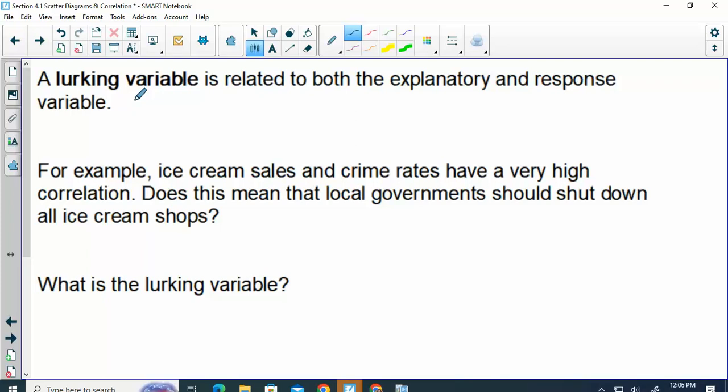Another example. Ice cream sales and crime rates have a very high correlation. So does that mean that we should shut down the ice cream shops? Okay, what could cause both of those things to be related? Heat. When it's hot out, do crime rates go up? Yeah. When it's hot out, do people eat more ice cream? Yes. So the ice cream and crime rates had absolutely nothing to do with one another. There was a relationship, but it doesn't mean one thing causes the other.